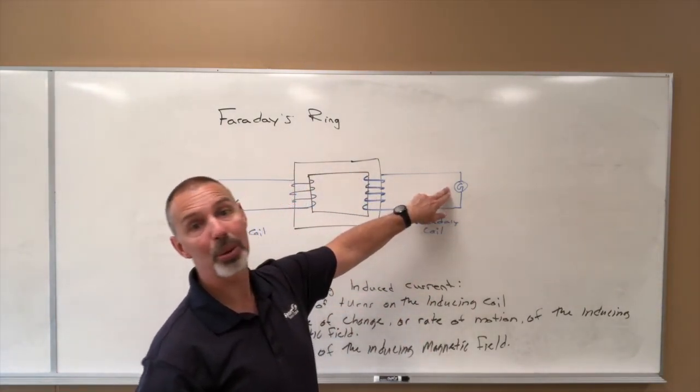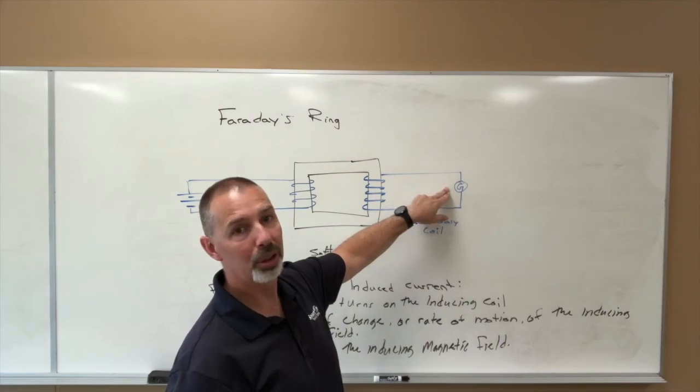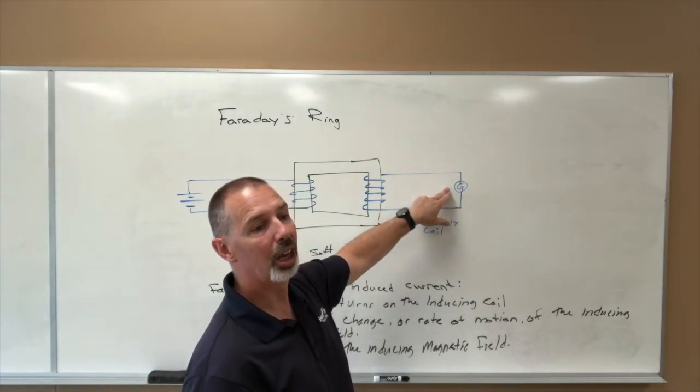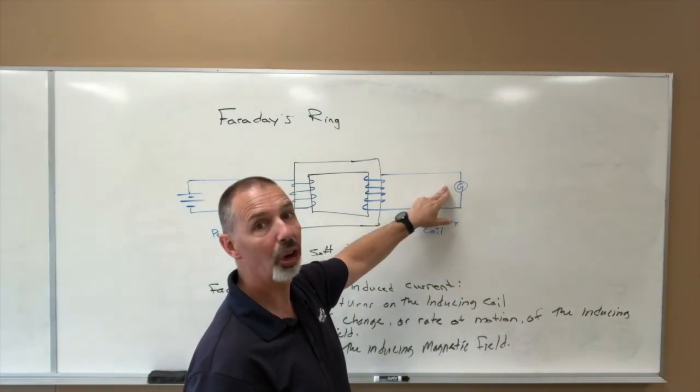This could be anything. We could put a light bulb here. We could put any electrical appliance or anything we want on this circuit because all we're doing right now is showing that current will show up here.